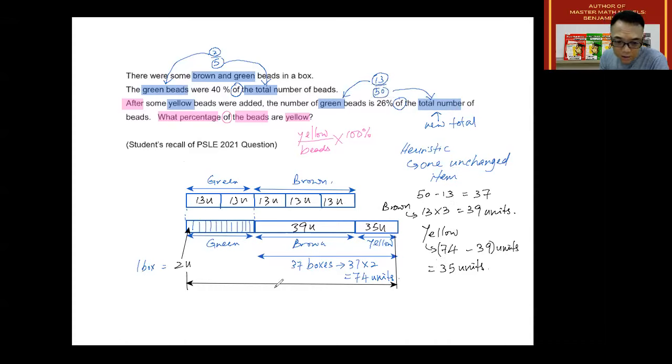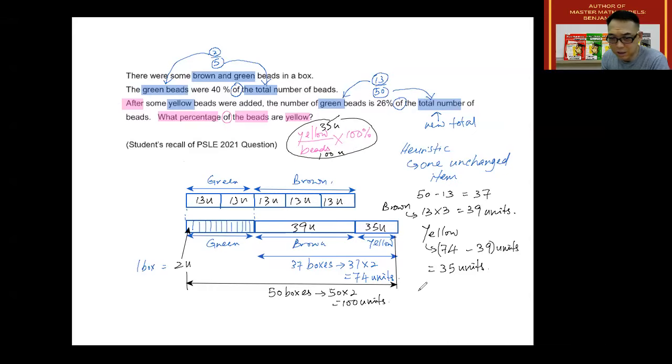And if that's the case, then 50 boxes would represent 50 times 2, 100 units. Okay, because one box is 2 units. So if my total is 100 units and my yellow is 35 units, then what percentage are yellow? So we come to the last step. And remember, I said that this is that question we need to answer. Yellow over beads times 100%. The yellow is 35. The beads is 100 units times 100%.